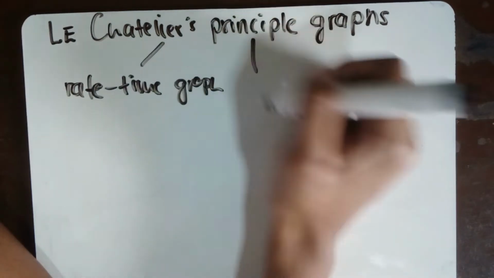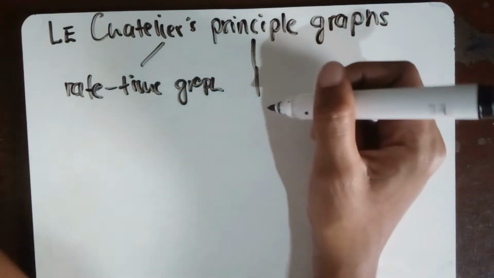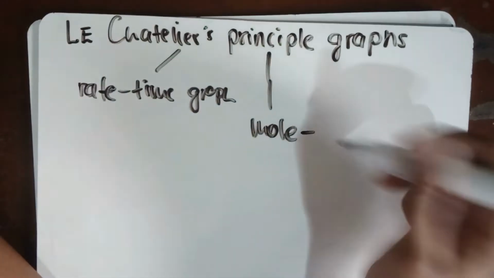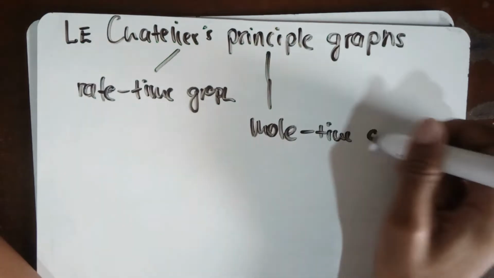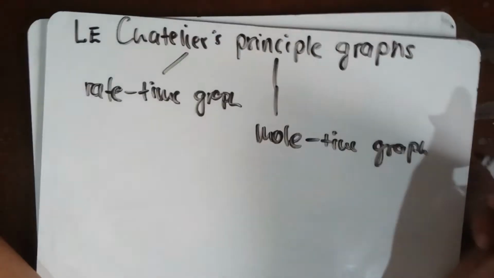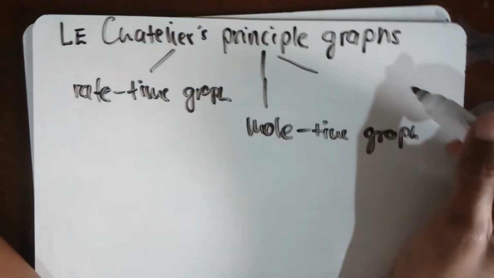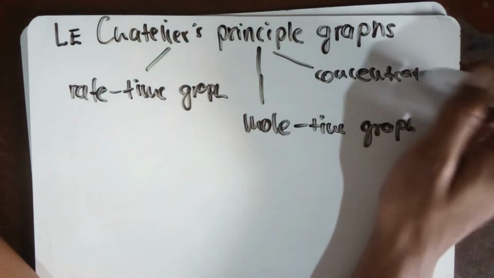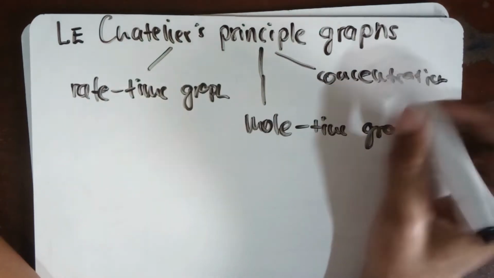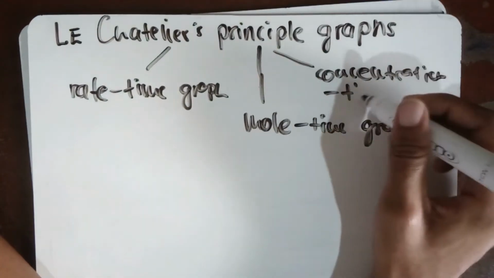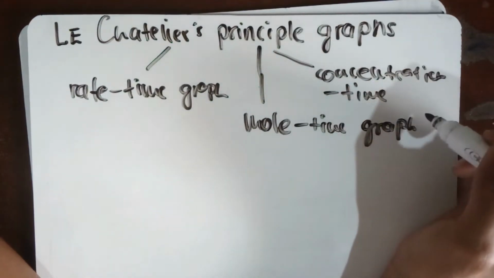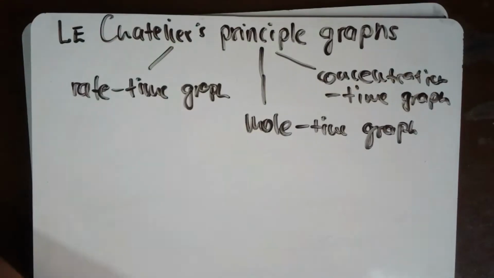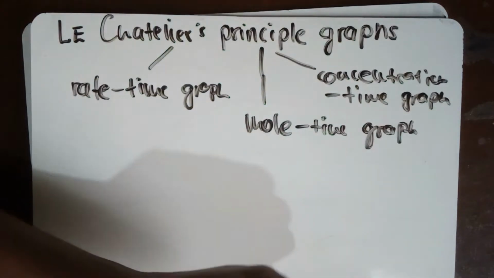The second one is the mole versus time graph. And the last one is your concentration versus time graph. You need to be able to identify all of these Le Chatelier's principle graphs and also be able to interpret what they mean.